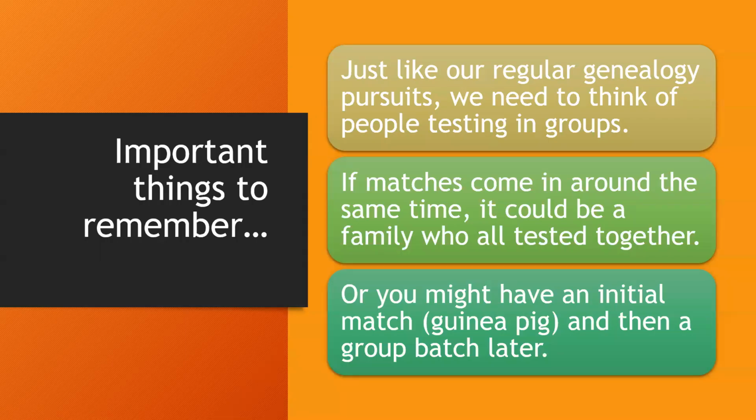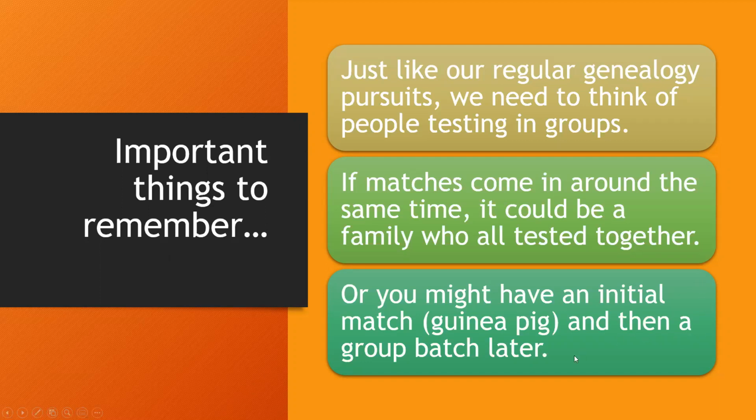So there are important things to remember. Just like regular genealogical pursuits, people test in groups. If a match comes in around the same time, I look at families who might have all tested together. When I was looking at this list for this tester in the summer of 2018, I was looking for who it is that may have tested at the same time as this person, and who all the other people are whose results might be showing up.